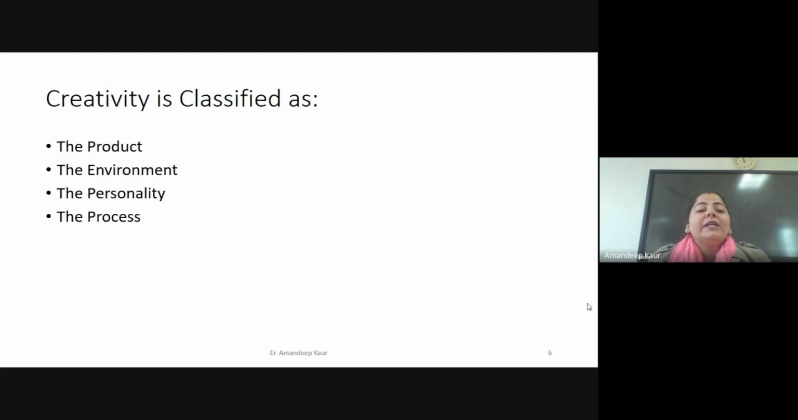So when it comes to creativity, basically creativity is divided into four different parameters. One is creativity in terms of the product, creativity in terms of environment, creativity in terms of personality, and the process of creativity. So one by one, we are going to define all these classifications.